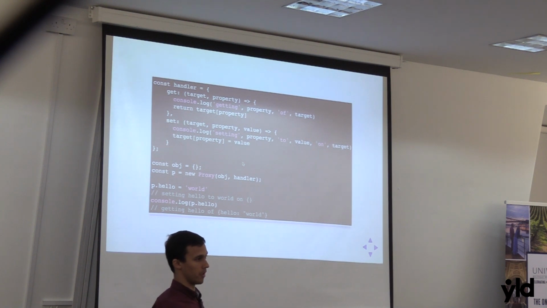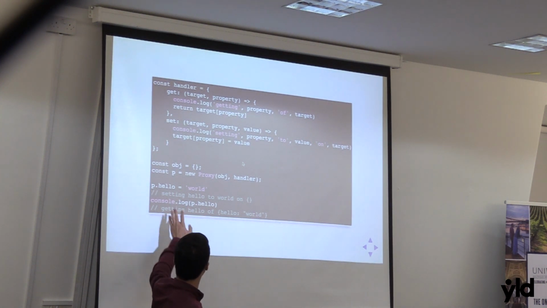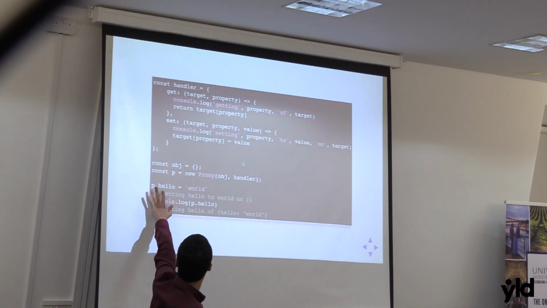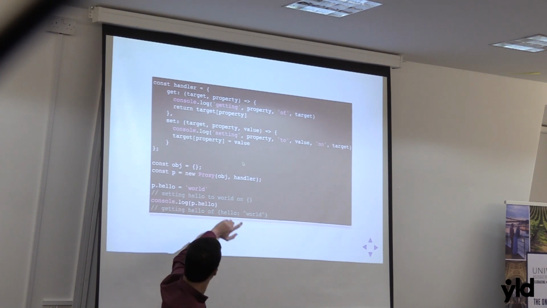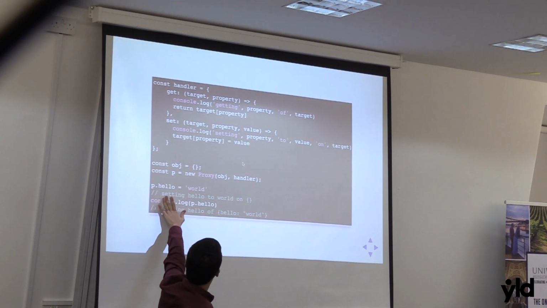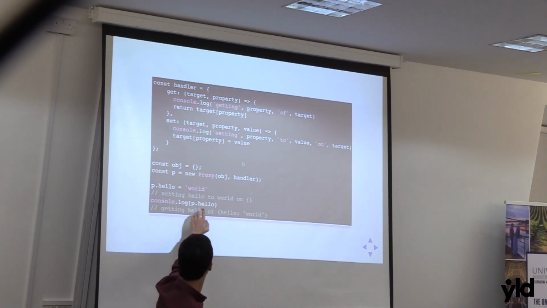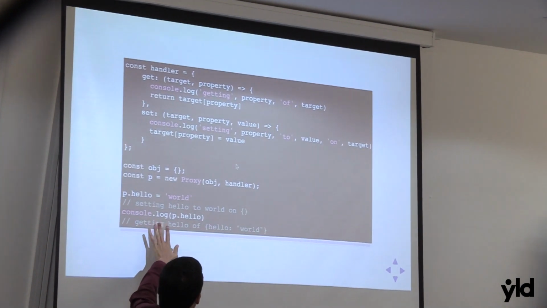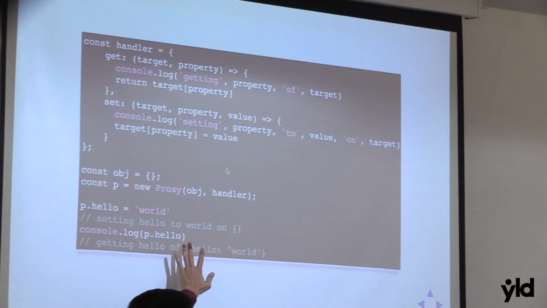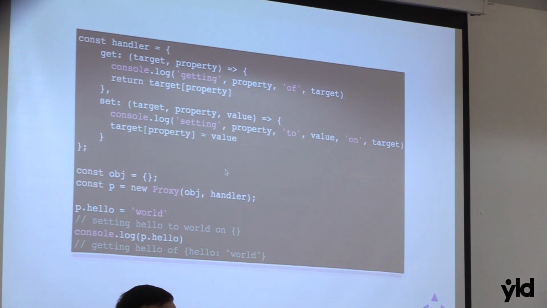So again, that's the code that we just executed. Here I'm defining a property hello, which has the value of world. This should log "setting hello to world on empty object." And then if I console.log p.hello, it should log "getting hello of this object." And that's what we saw in the code demo.